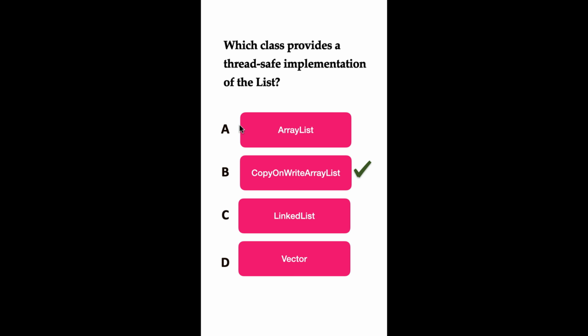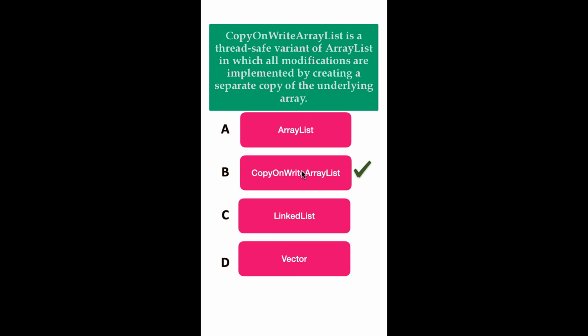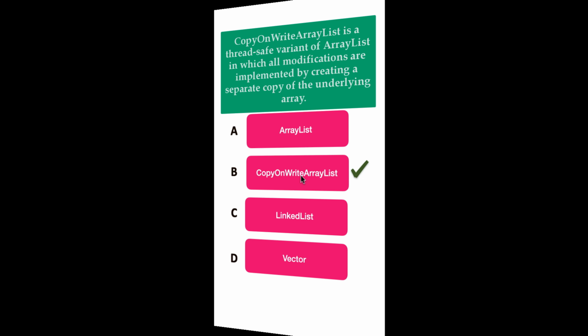The correct answer is option B, CopyOnWriteArrayList. Well, the CopyOnWriteArrayList class is a thread safe variant of ArrayList in which all the modifications are implemented by creating a separate copy of the underlying array. Option B is correct because CopyOnWriteArrayList is specifically designed to provide thread safe operation on a list without requiring external synchronization.